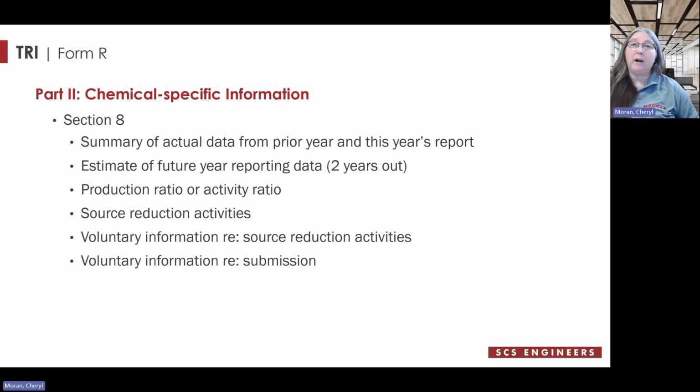We're going to put in a production or activity ratio, which means a production or activity ratio of 1.0 would mean that there's no change in the amount of production or any type of activity that's taking place at the facility that would increase the amount of the hazardous chemicals that are being released. We'll include source reduction activities. There's also some voluntary information that you can include. So you can voluntarily tell the EPA about source reduction activities that you're taking at your facility, or any other additional information about your report that would be important for EPA to know when they are evaluating your submittal.